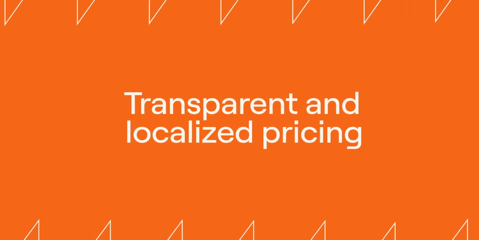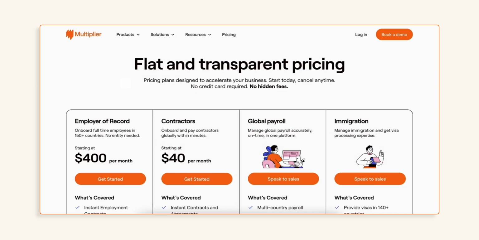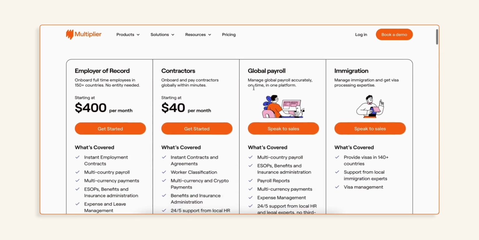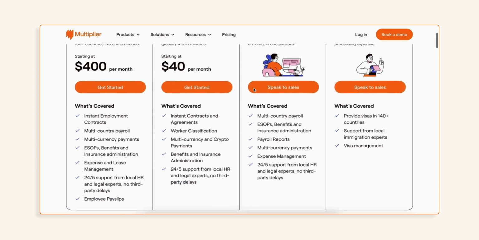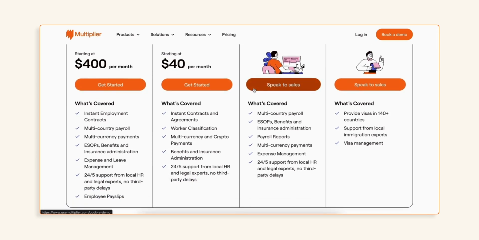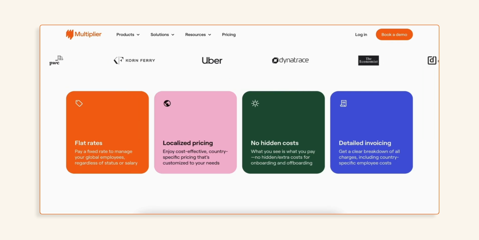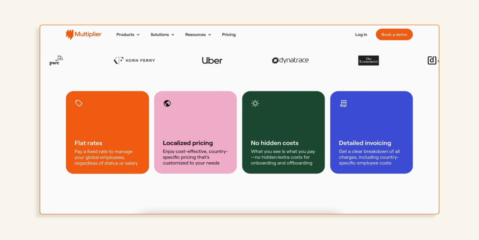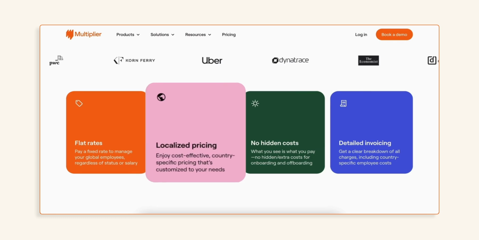Transparent and localized pricing. We also pride ourselves in creating a pricing structure that is flat and transparent with localized, vision-aligned pricing to wage-sensitive markets. If you visit our pricing page on our website, you will find a detailed breakdown of our pricing structure. But here are some highlights where we stand out. Unlike other platforms that charge based on a percentage of your payroll, we offer flat rates that don't increase with salary increments.